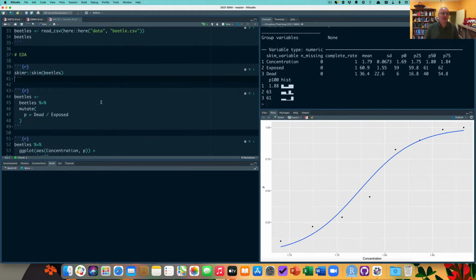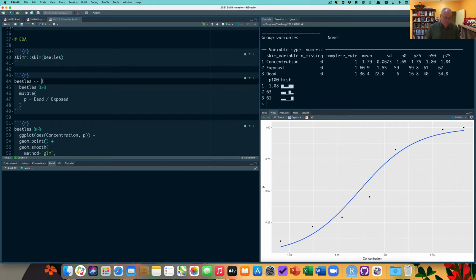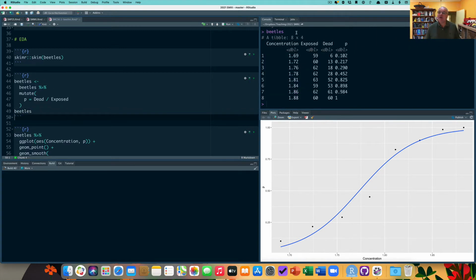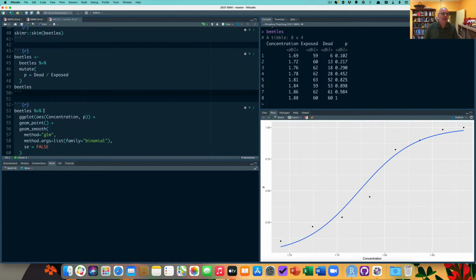What I'm going to do here, so we can visualize it, is add an extra column. All I've done is calculate the proportion of beetles that died. So only 10% roughly died at a concentration of 1.69, but once we're up at 1.88, we get a proportion of 1.